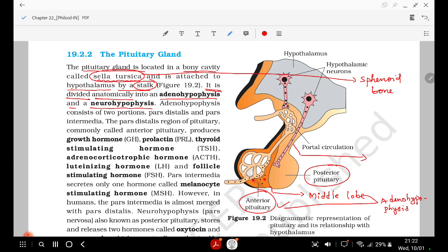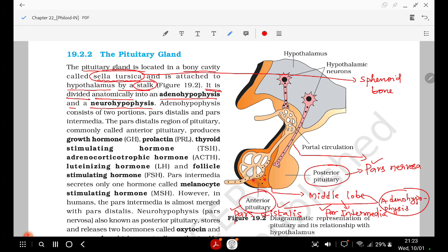So here the anterior pituitary is called pars distalis. The middle lobe of pituitary is called pars intermedia. And the posterior lobe of pituitary is called pars nervosa. So three lobes we are observing, but the anterior lobe and middle lobe are closely merged to form adenohypophysis. So anterior lobe is pars distalis, middle lobe is pars intermedia, posterior lobe is pars nervosa.